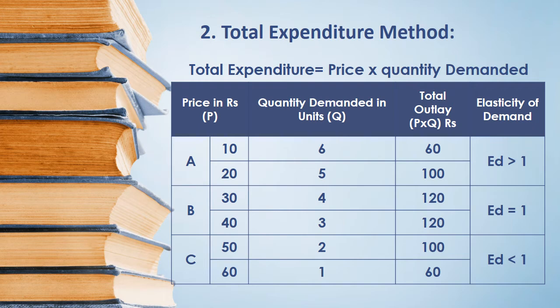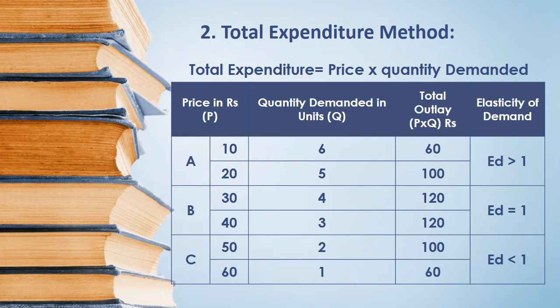So the total expenditure is 50 into 2, 100 rupees. Now the price increases from 50 rupees to 60 rupees, and because of the increase in price, the quantity demanded is falling from 2 units to 1 unit, and the total expenditure is rupees 60. So if we compare the total expenditure, earlier it was 100, now it is 60. There is a decrease in the total outlay, in the total expenditure.